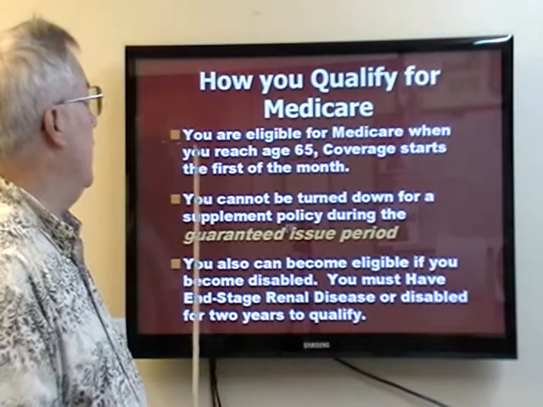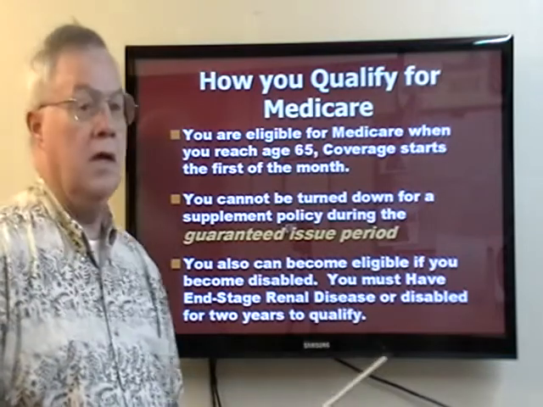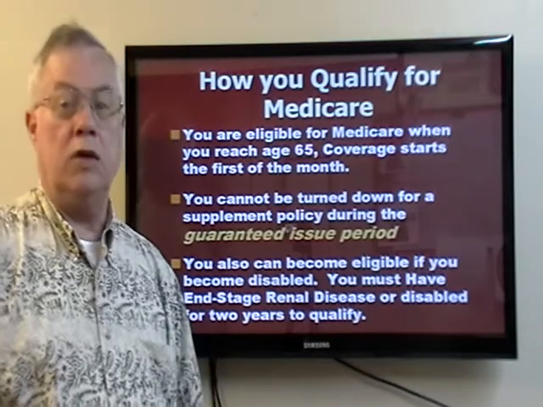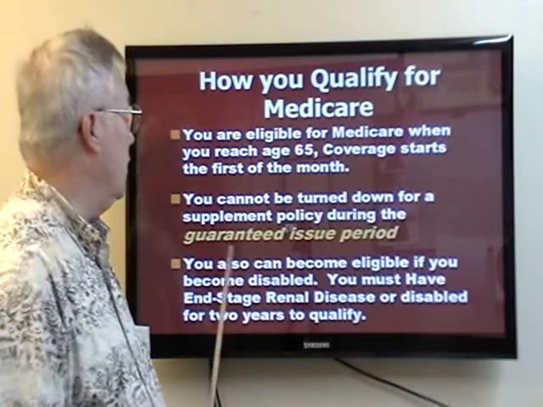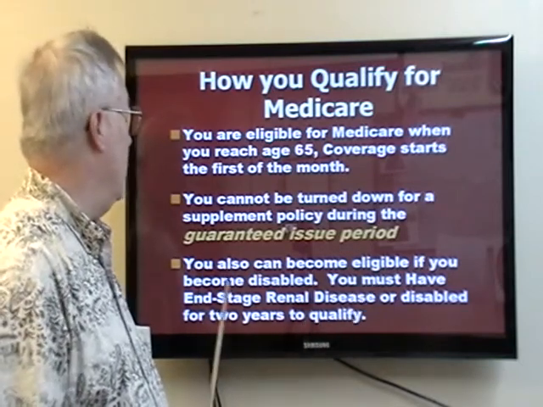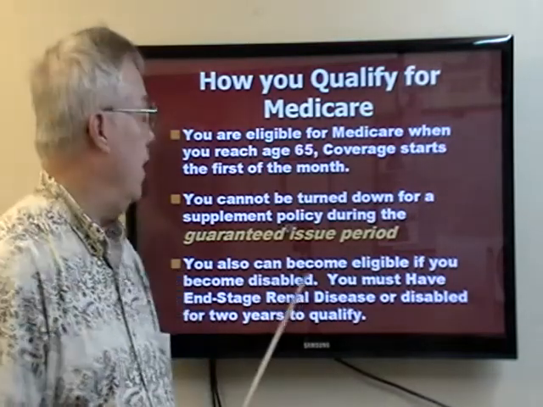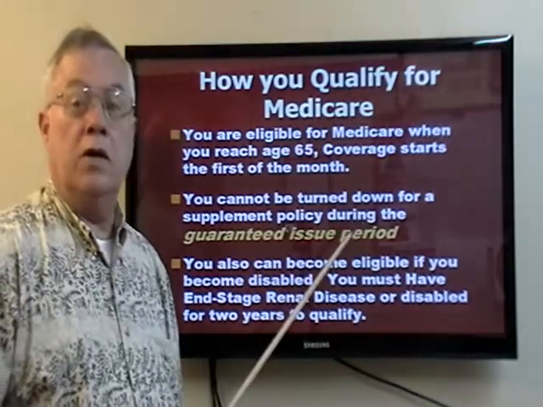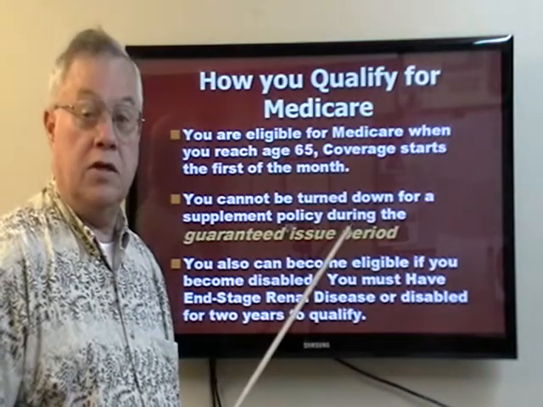You qualify if you have turned age 65, and the coverage starts the first of the month that you turn age 65. So if you turn age 65 on the 25th, it's retroactive back to day one. You can't be turned down for a supplement policy during what we call the guaranteed issue period. And you also become eligible if you have been disabled for 2 years or if you're diagnosed with renal care. Also a caveat of the guaranteed issue period: that is 3 months before the month that you turn age 65, that month during, and 3 months after is your guaranteed issue period.